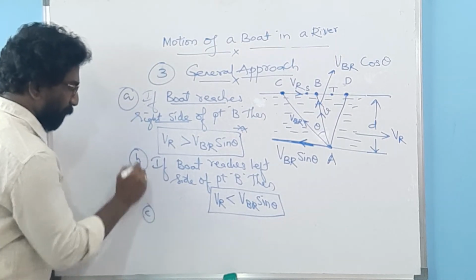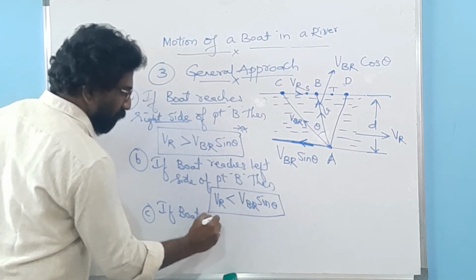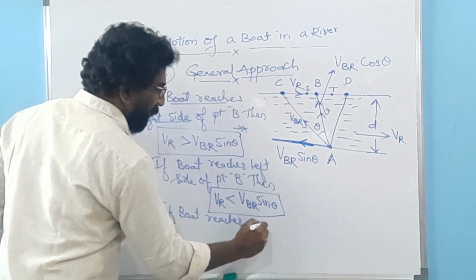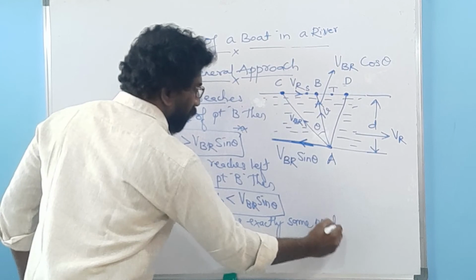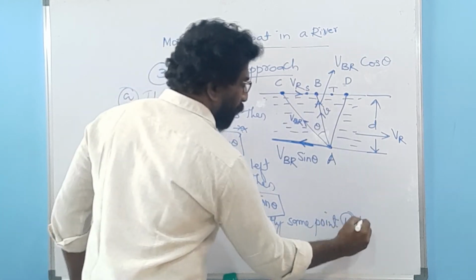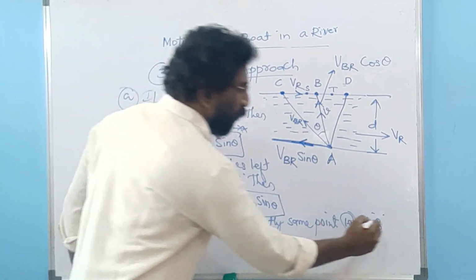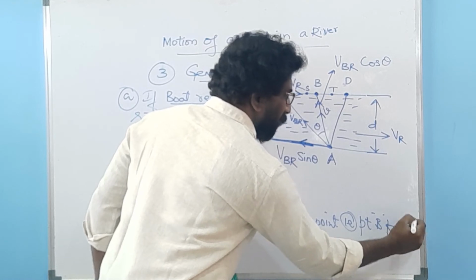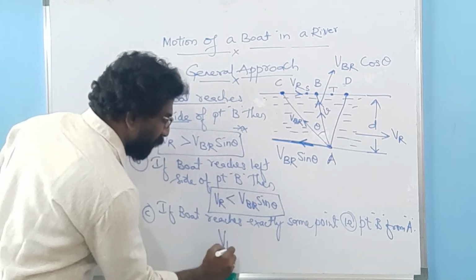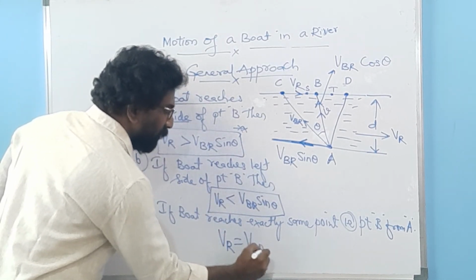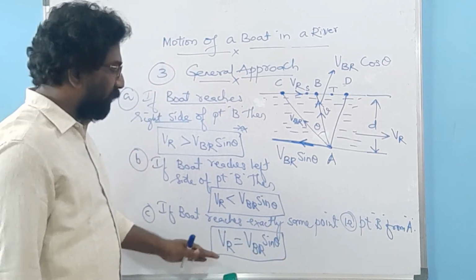Then what's the third condition? The third condition is that if the boat reaches exactly the same point, that is point B in my diagram, from point A, if this is our case, then what will be the condition? It means that your velocity of the river is equal to the velocity of your boat, that is, the x component of the velocity of the boat.